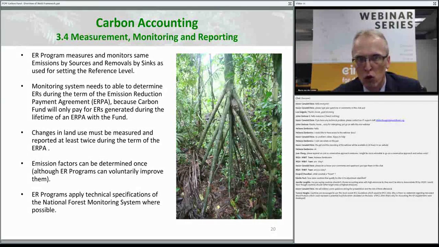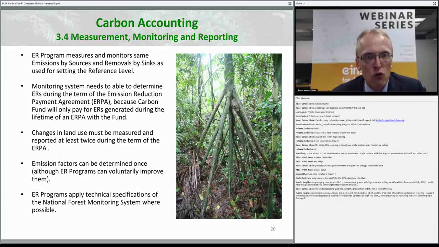The monitoring system will need to be able to determine the emission reductions, obviously, and it needs to be able to determine that during the term of the ERPA. An ERPA is a term that means Emission Reduction Payment Agreement, which is basically the contract that will exist between the program and the Carbon Fund, which will set the rules for the payments.